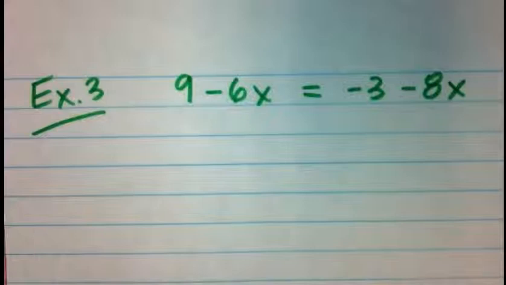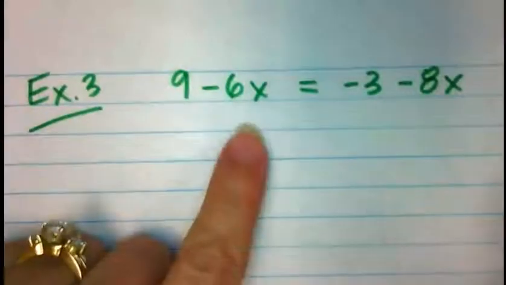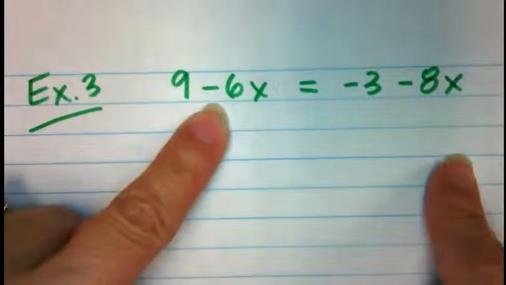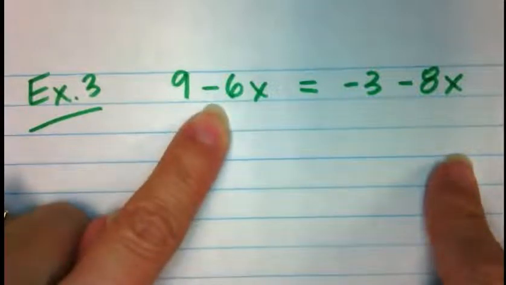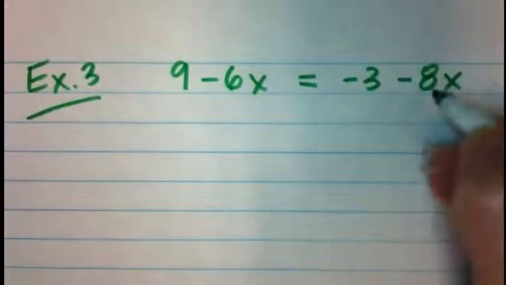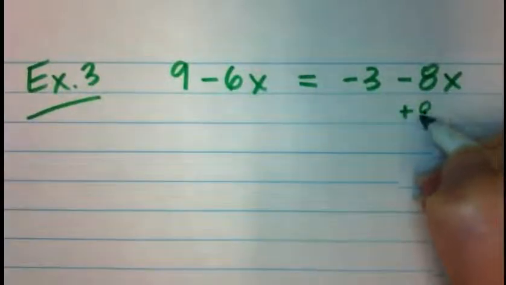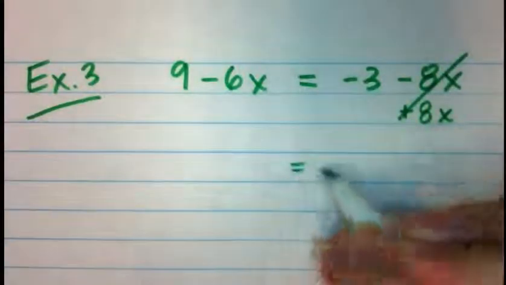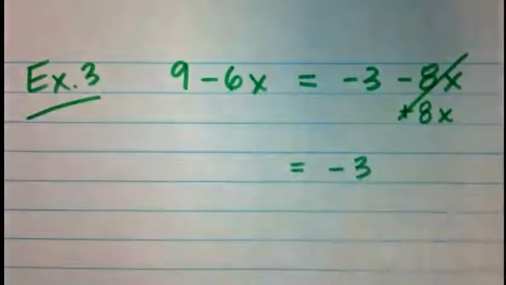All right, so this might not be written the way that you're used to, but it actually doesn't matter at all. We're still going to work the problem the same way. I always start with my variables first, and like I told you, I usually bring this over to the other side. So in order to get rid of a negative 8x, I need to use a positive 8x. So those two things will cancel, so the only thing I have left on the right is negative 3.